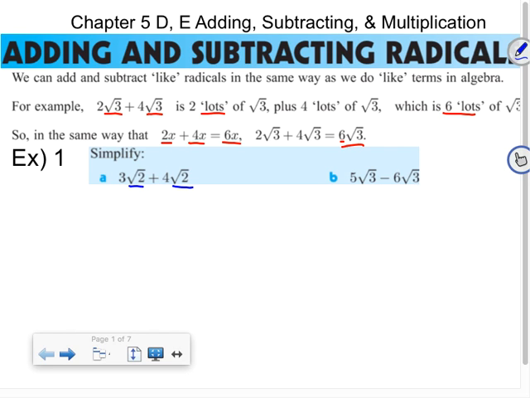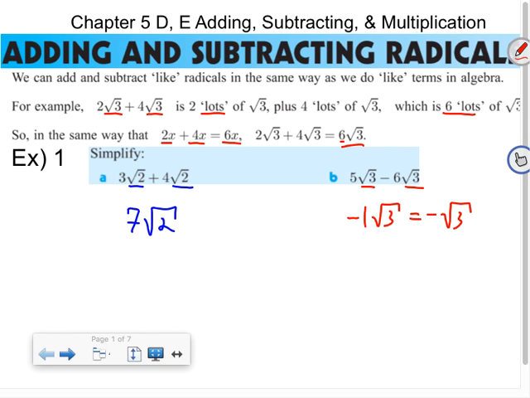So then we have 3 of something plus 4 of something. We are going to get 7 square roots of 2. In part B, we look and say, this is square root of 3, square root of 3. They're the same, so I can combine them. If I have 5 of something, I subtract 6. I'm going to have negative 1 square roots of 3, or you can just write that as negative square root of 3.